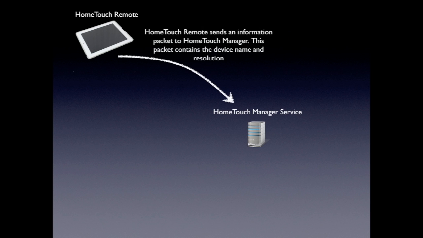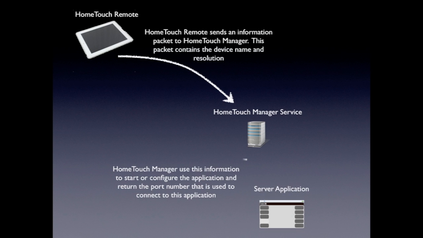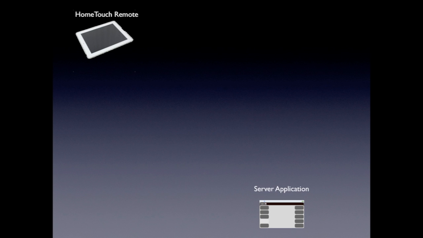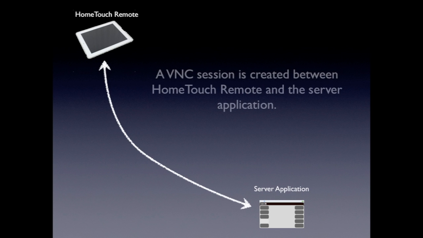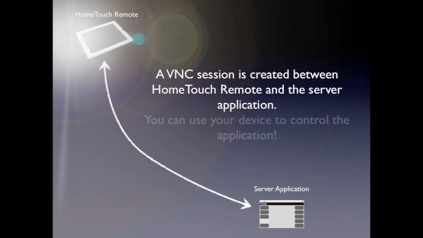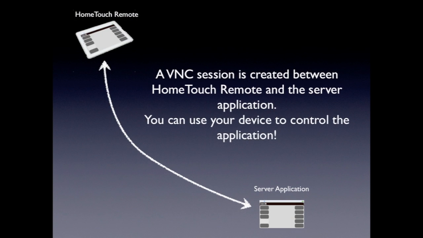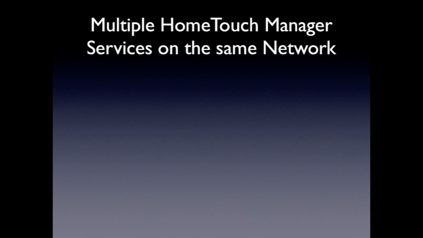HomeTouch Remote then sends an information packet to the HomeTouch Manager service. This packet contains the device name and resolution. The HomeTouch Manager service uses this information to start and configure the application and return a port number that is used to connect to this application. HomeTouch Remote then creates a VNC session with the application. And then you can use your device to control the application.